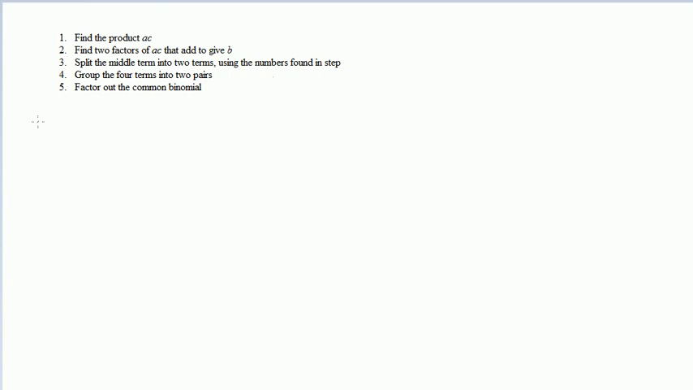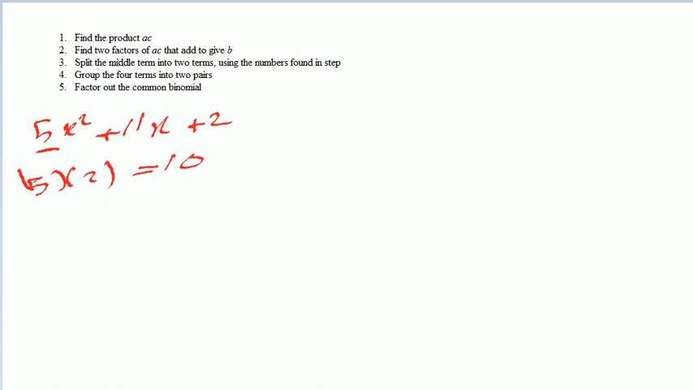Let's take an example, okay? I love examples. So 5x squared plus 11x plus 2. Step 1, find the product of A times C. And remember, A here is 5 and C is plus 2. So the product of these two terms is 5 times 2, which is equal to 10. This is step 1.